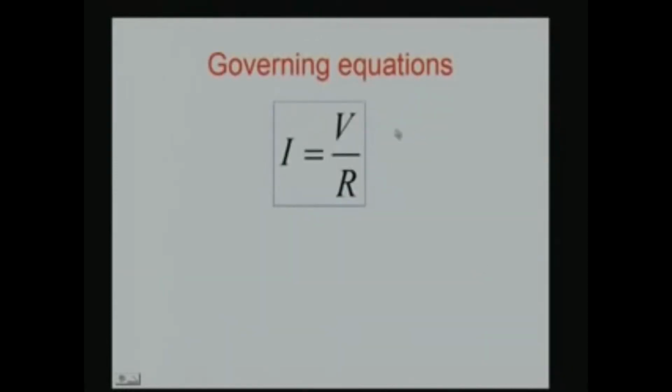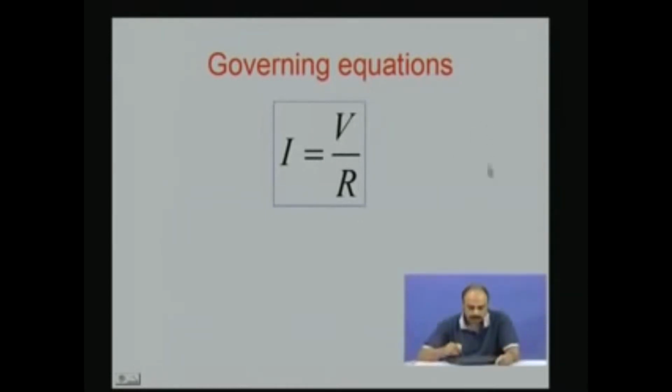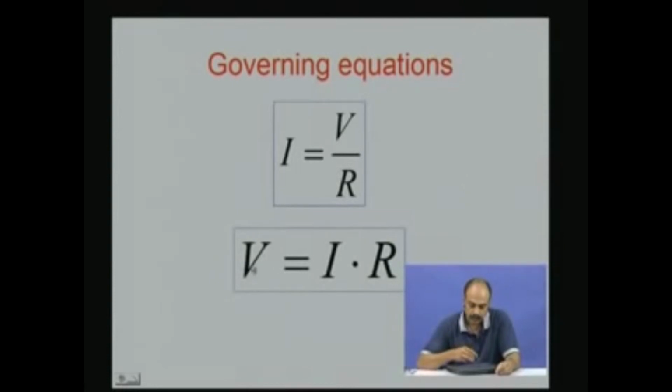That becomes the governing equation for the resistor. I equals voltage by R, or it can also be written as voltage equals current into R. It is basically the same equation which is algebraically represented in a slightly different way. This is called Ohm's law, one of the most fundamental laws in electrical engineering which you will be using almost throughout your life.